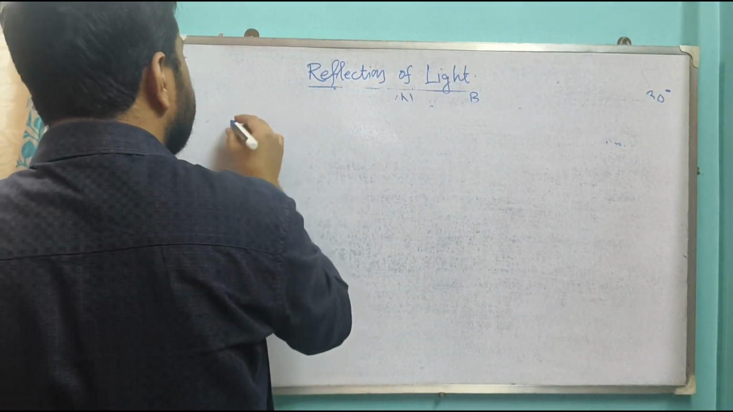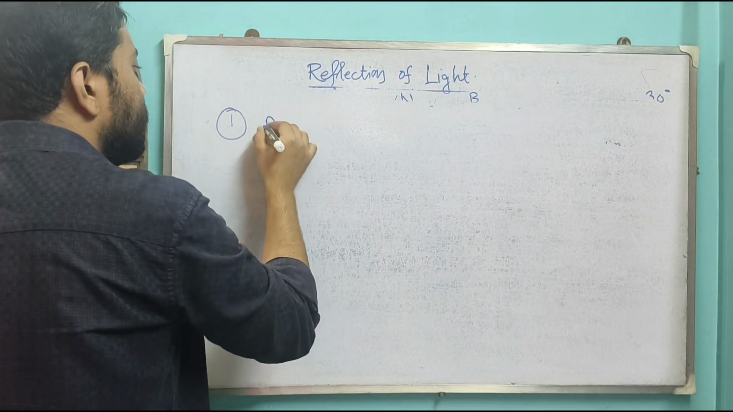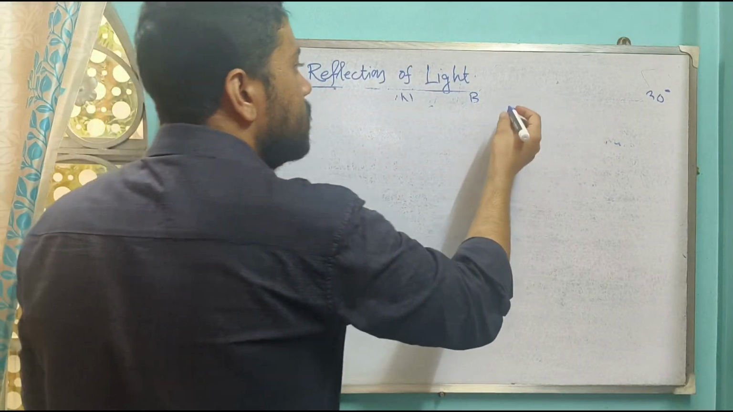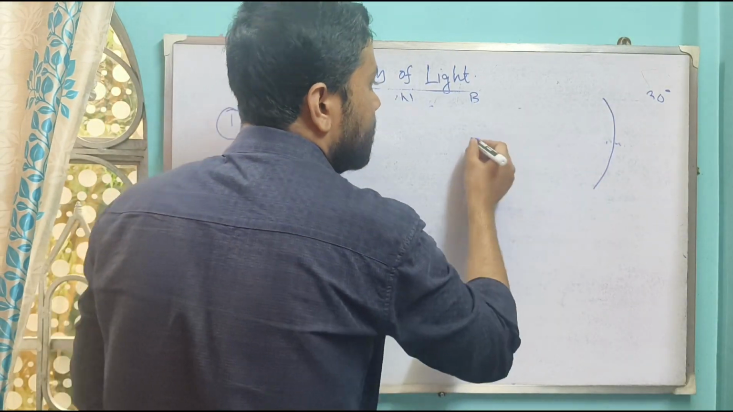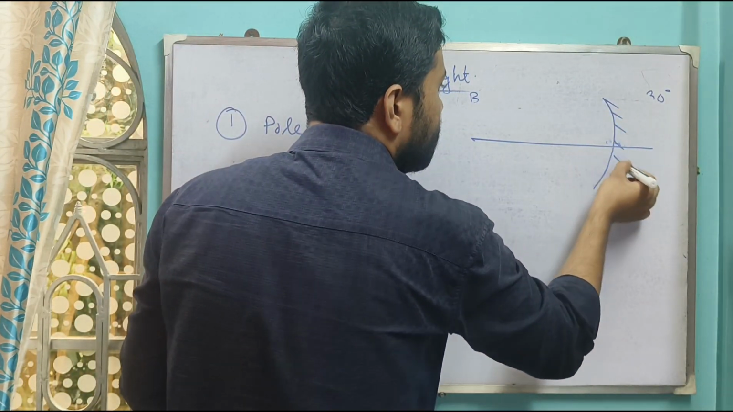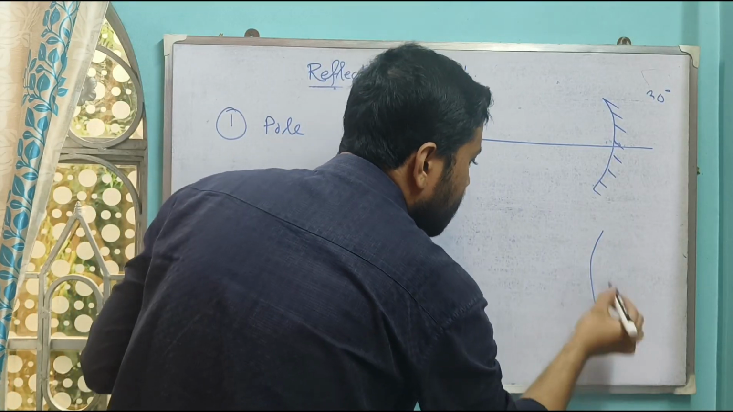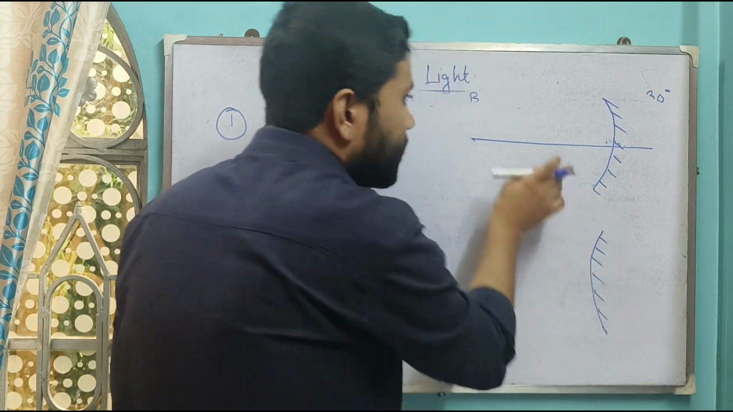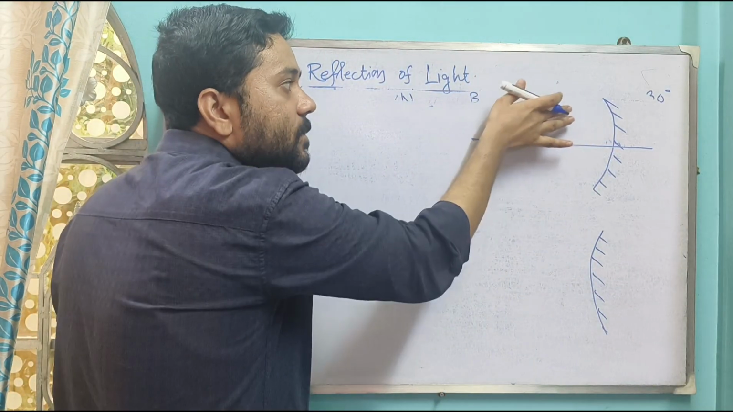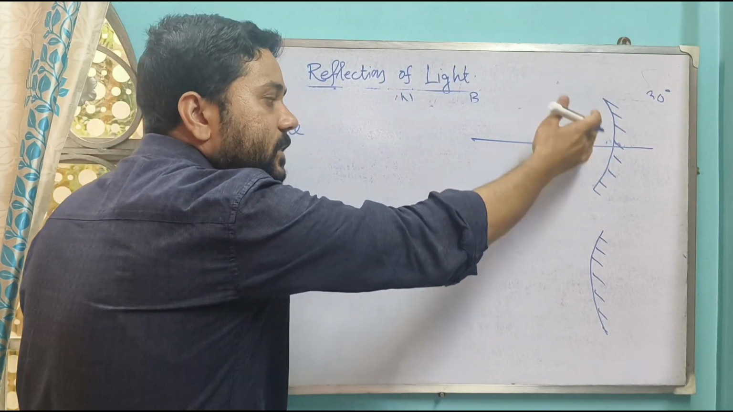Now we are going to study some important terms related to the spherical mirror. First we will study the pole. So I am drawing two mirrors. Suppose here it is a concave mirror, and here it is a convex mirror. In the concave mirror, the reflecting surface is the cave portion, or curved inward portion.